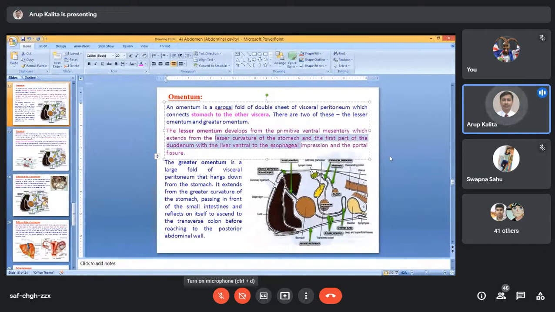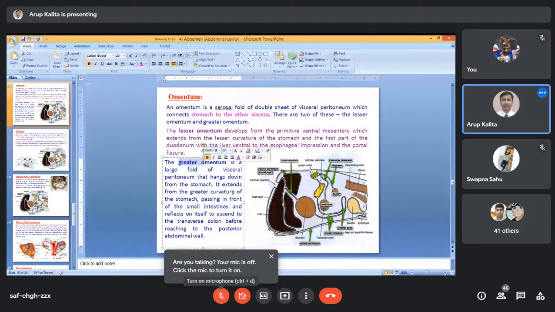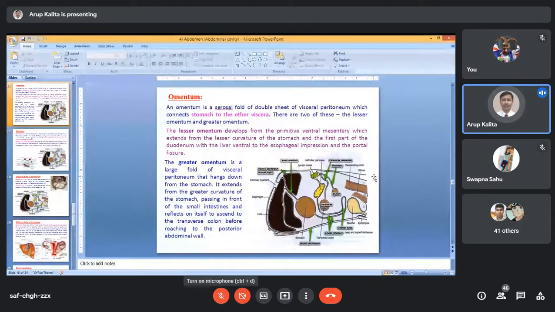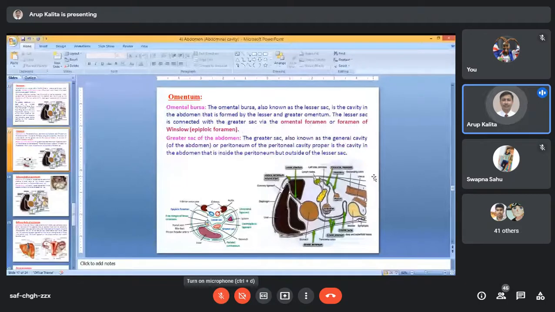Now coming to the greater omentum. The greater omentum arises from the greater curvature of the stomach, and it will connect to different organs, like the jejunum, duodenum, colon, all these structures. That omentum is called the greater omentum. Now, the omental bursa. The omental bursa is also known as the lesser sac. Okay, lesser sac.